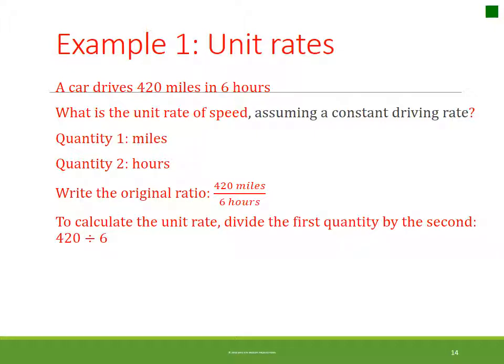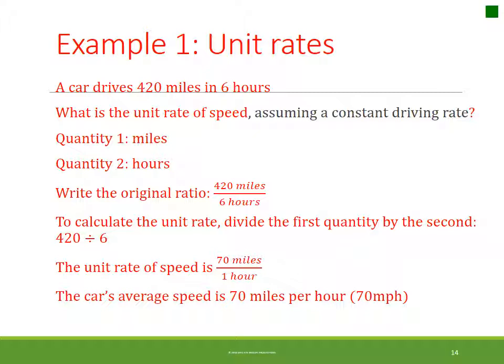Now we can divide the first quantity by the second. So 420 divided by 6, and if you work that out, that gives us a unit rate of speed as 70 miles per 1 hour, or 70 miles per hour.